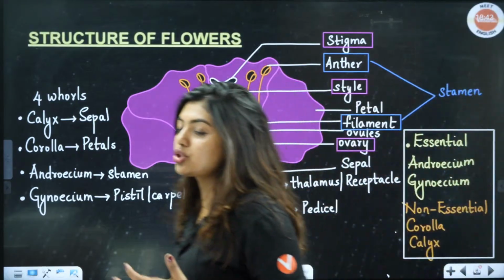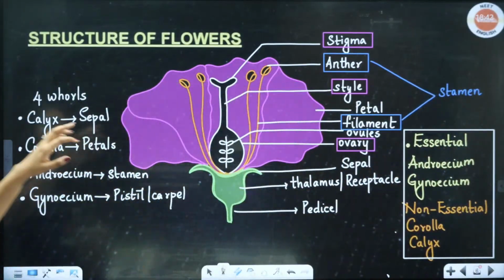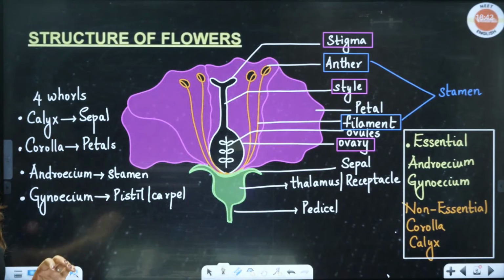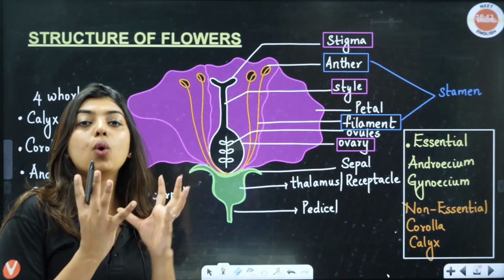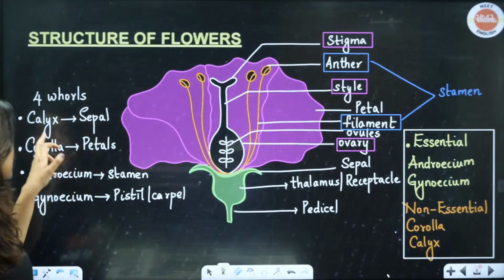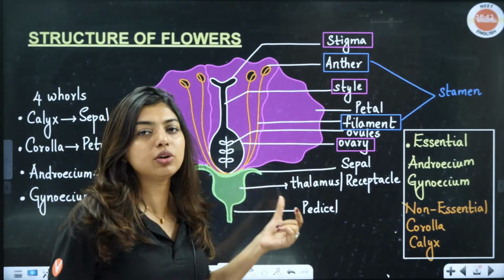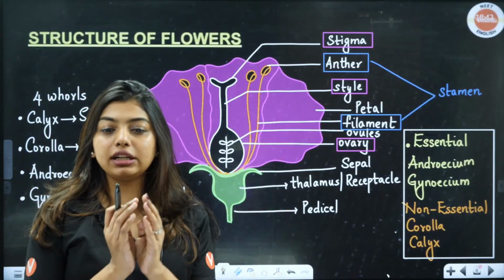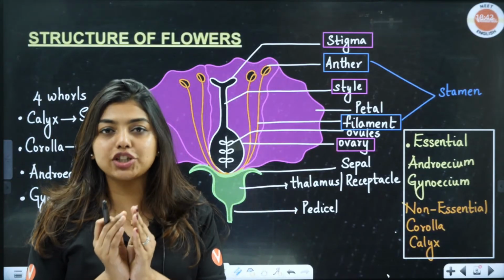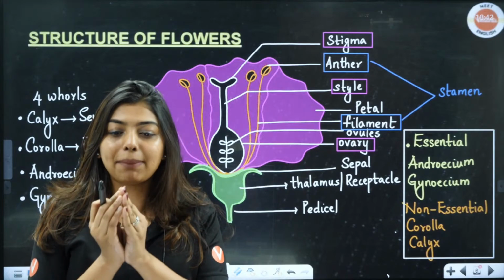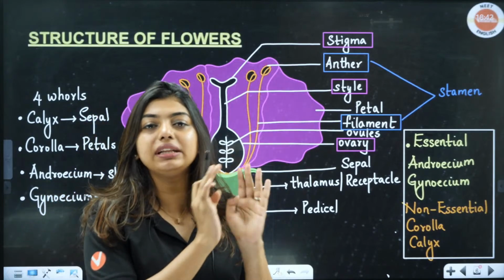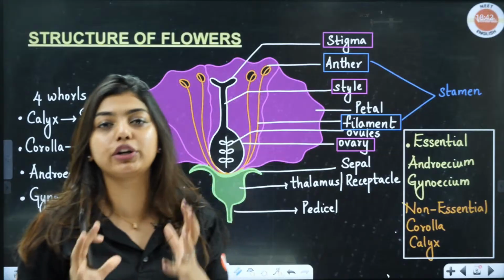Now, flower structure, students, most important: in a flower there are 4 whorls, okay. What is there? 4 whorls are there. The 4 whorls, starting with calyx, which is going to have the sepals. Most of you have seen sepals at the flower bud stage, okay. At the bud stage, what will happen? There will be sepals covering them for protection, okay.